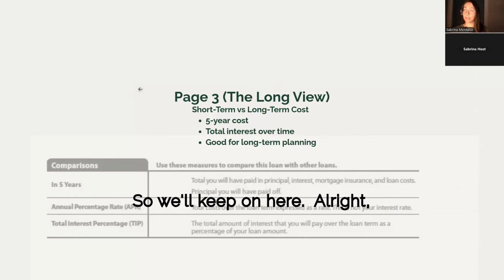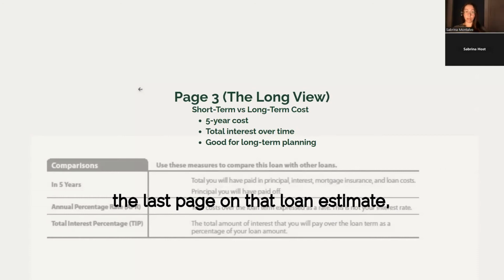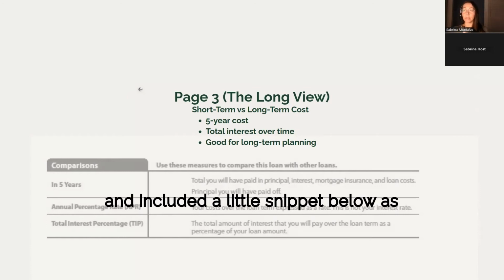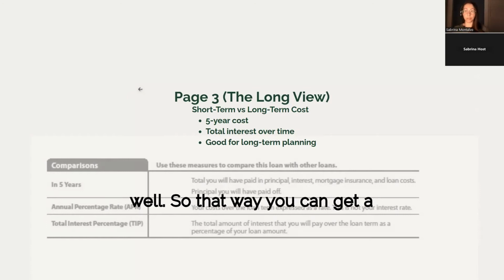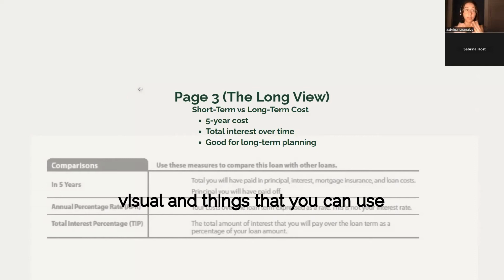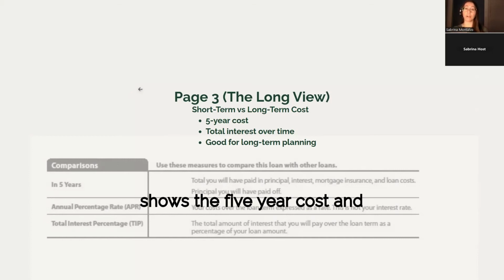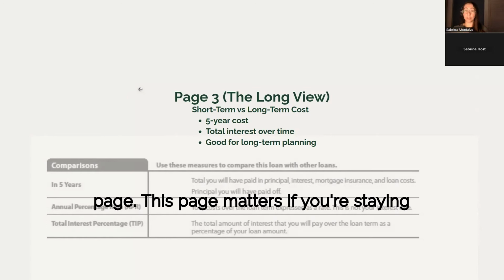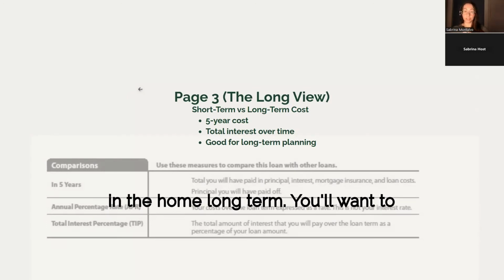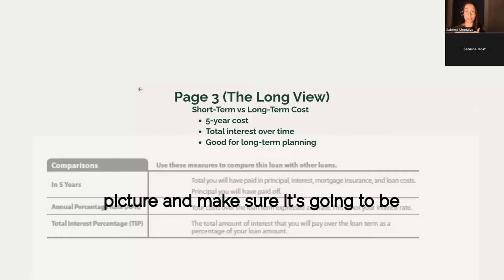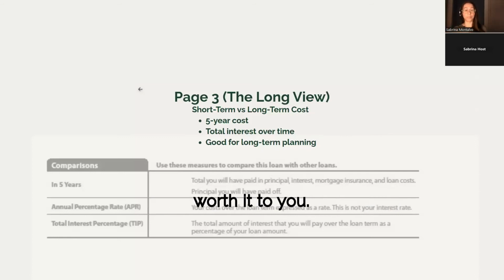So we'll keep moving on here. Now let's look at the last page of that loan estimate, which is page 3. I included a little snippet below as well, so you can get a visual and things you can use to make a decision. Page 3 shows the 5-year cost and the long-term interest. This page matters. If you're staying in the home long term, you'll want to see the bigger picture and make sure it's going to be worth it to you.